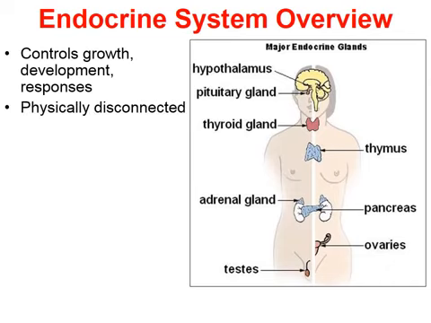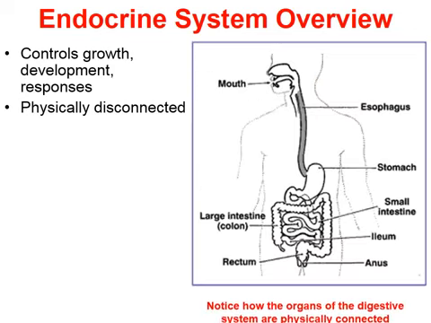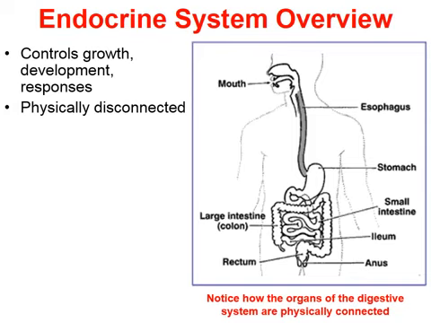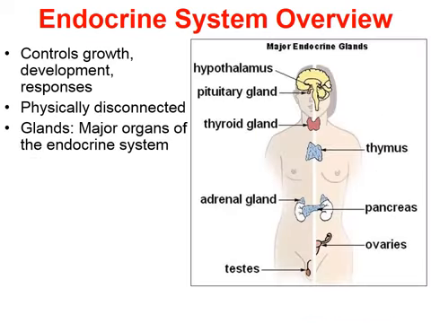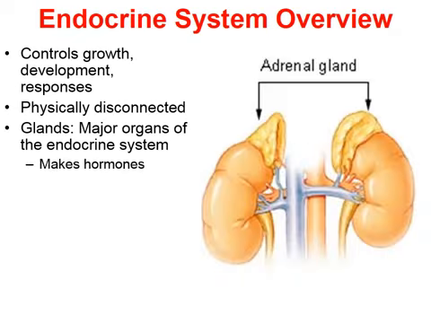One thing you can see from the picture is that the glands or the organs are physically disconnected. It's not like this picture right here of the digestive system where the esophagus connects to the stomach connects to the small intestine. It's not like that. When we look at the endocrine system, the glands are physically disconnected. The glands, again, are the major organs of the endocrine system.